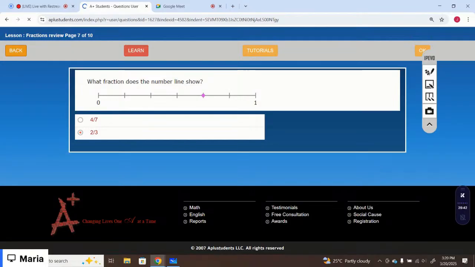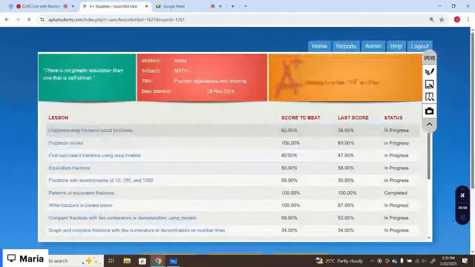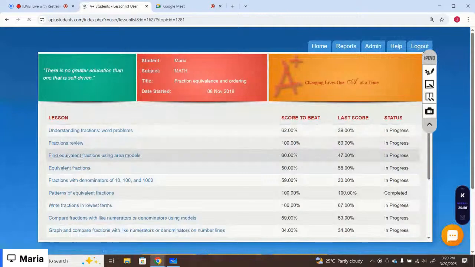Okay, you can complete the lesson by yourself later today. Let me just move on to the next lesson. Find equivalent fractions using area models. Let's just start with the next lesson.